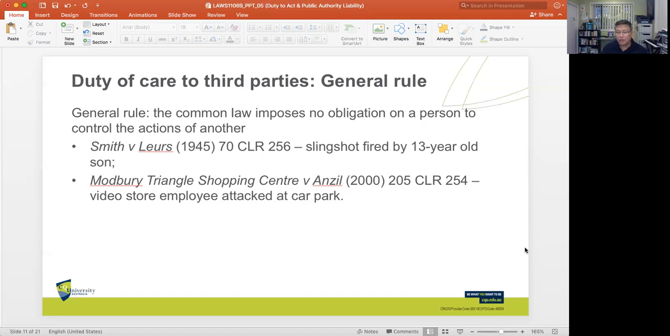That's because the video store employee was attacked not by an employee of the shopping center, but by a total stranger who was certainly not under the control of the Mudbury Triangle Shopping Center. So in this scenario, the High Court ruled that there was no legal obligation on the part of the shopping center to prevent harm committed by a total stranger.